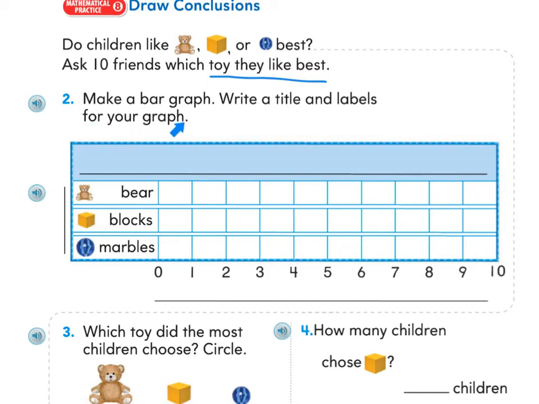Okay, so before we do anything, we need to make a title and a label over here and a label down here. So since we're asking people which toy they like best, I want you to turn that around and make that into a title. Maybe it has the word favorite in it. Probably it is going to have the word toy in it somewhere. Okay, go ahead and write a title that you like right here in this blue box on the line.